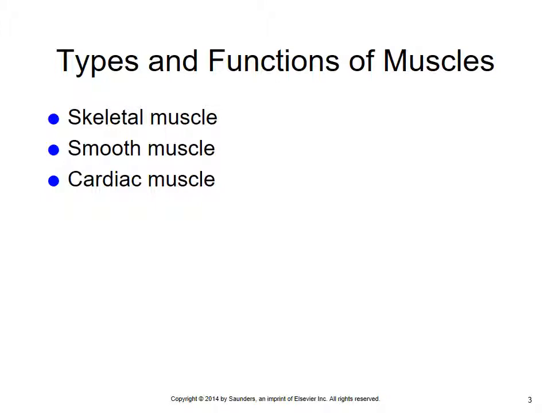Cardiac muscle is found only in the heart. It is also striated, but it is involuntary. And cardiac cells fit tightly together to conduct the heart's electrical signals.